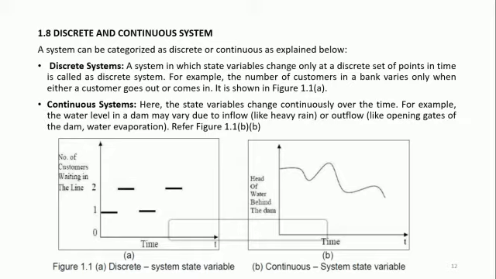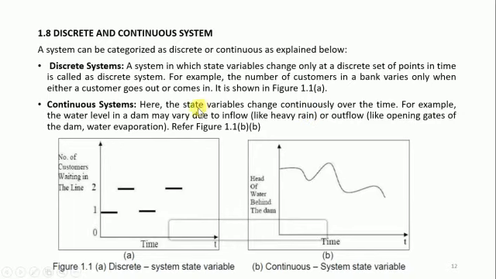If a new customer comes or goes out, the number of the customer will decrease or increase. So it will change accordingly. This is called a discrete system. A continuous system is a system which will continue to change over time. It will continually change forever. Here, for example, the water level in a dam may vary due to inflow, like heavy rain, or outflow, like opening gates of a dam.